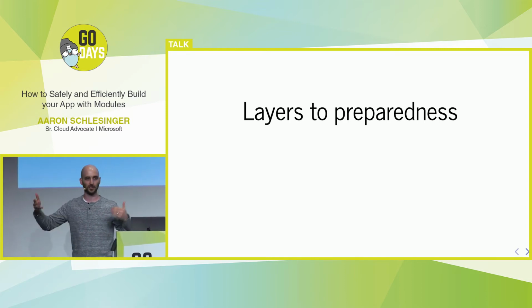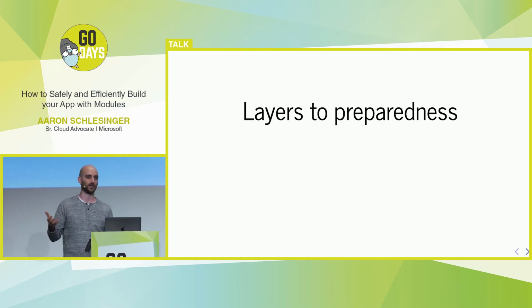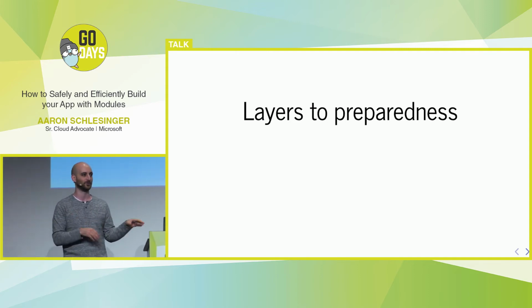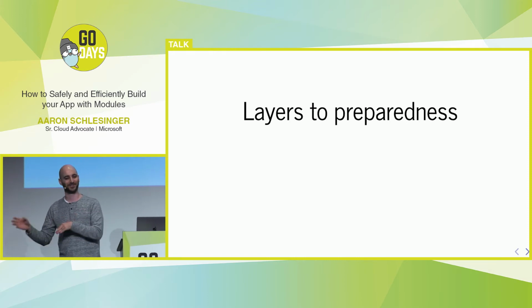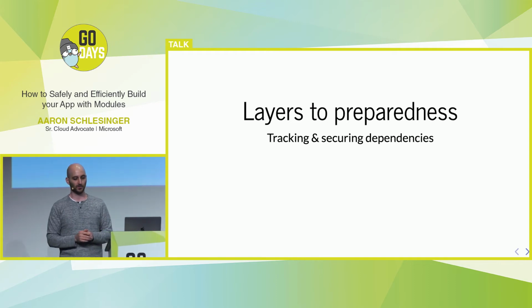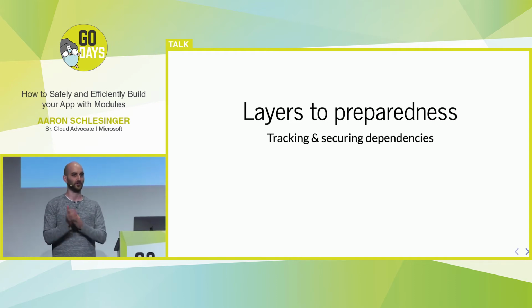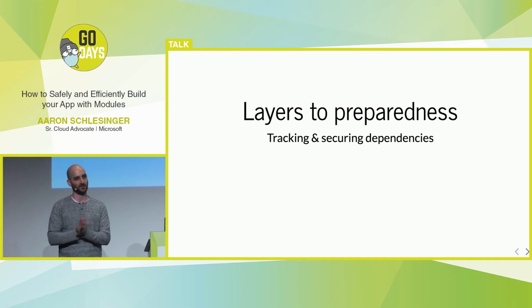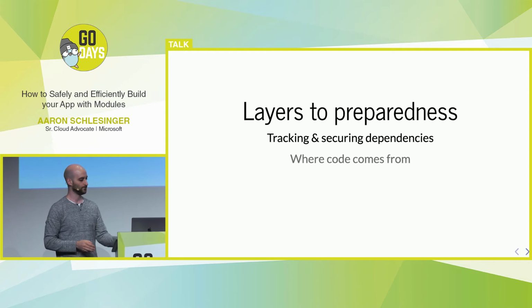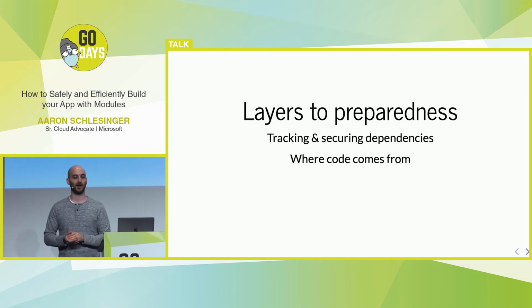So that's why I call this layers of preparedness. If you're thinking about bringing your code base into modules or upgrading from previous to Go 1.13 to Go 1.13, these are the things you need to keep in mind. So, of course, tracking and securing dependencies. If you're not familiar with the go.mod and the go.sum files, we're going to see those.